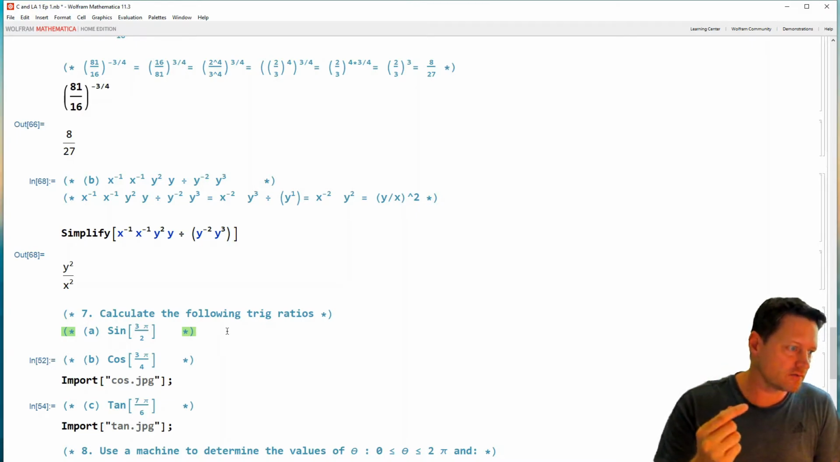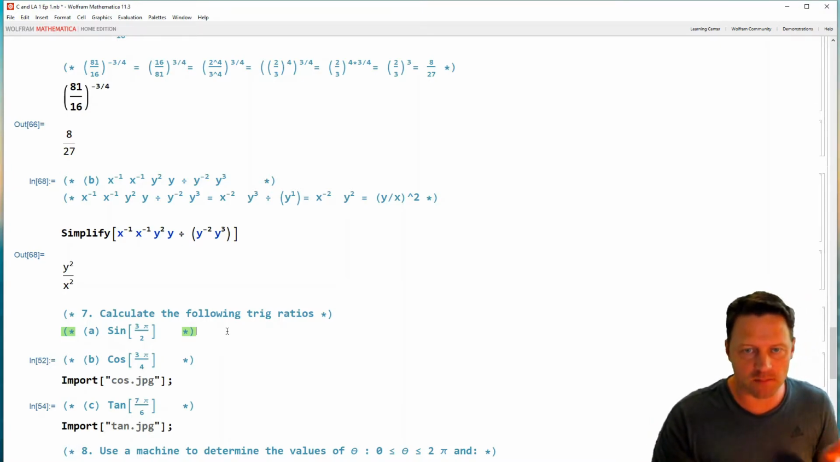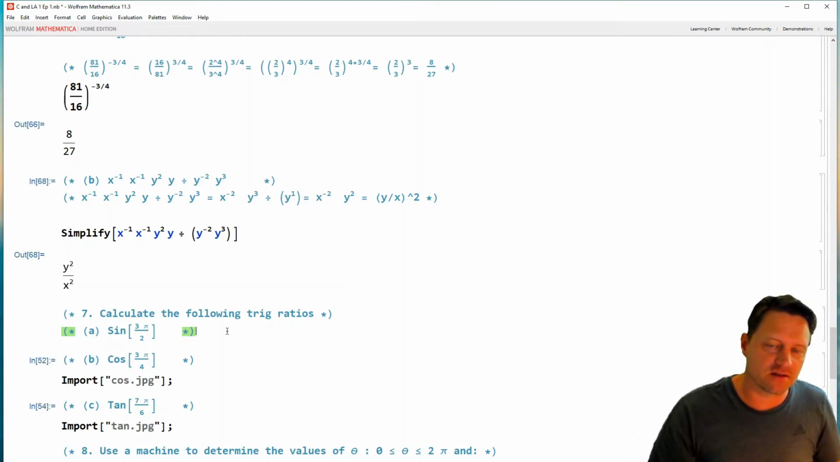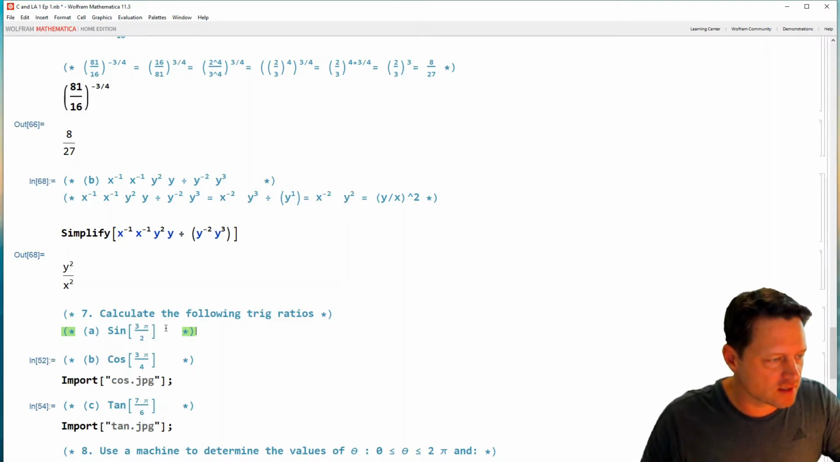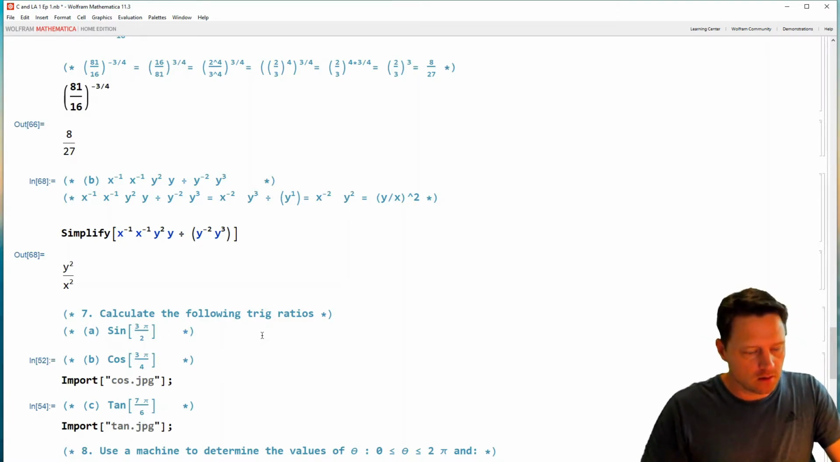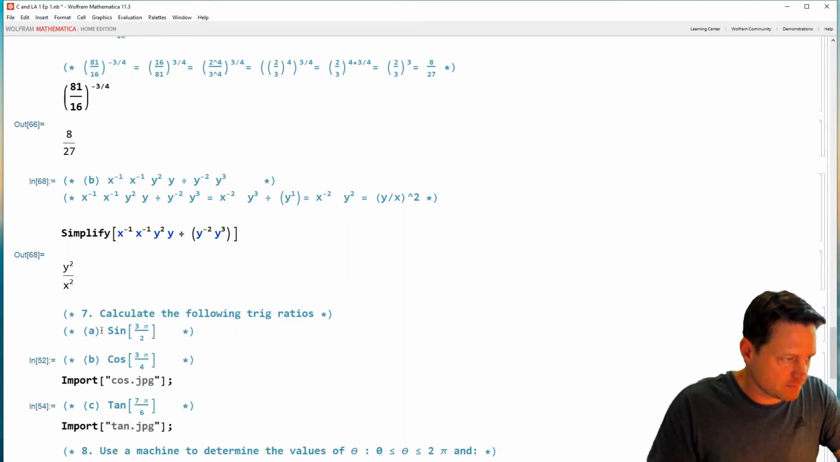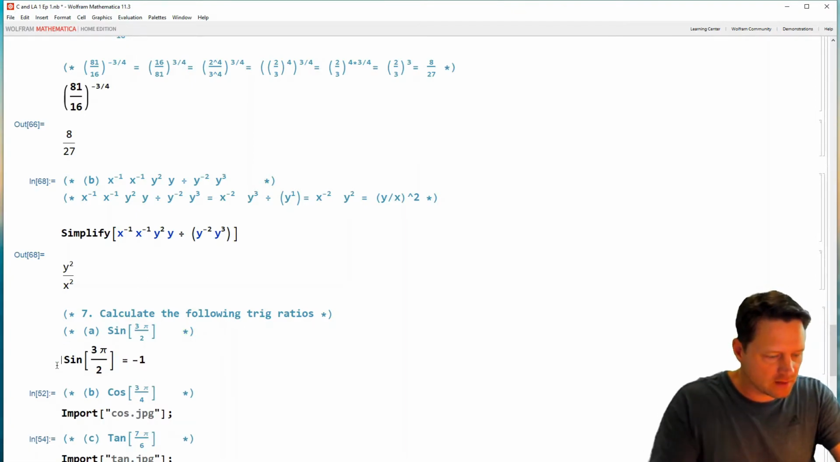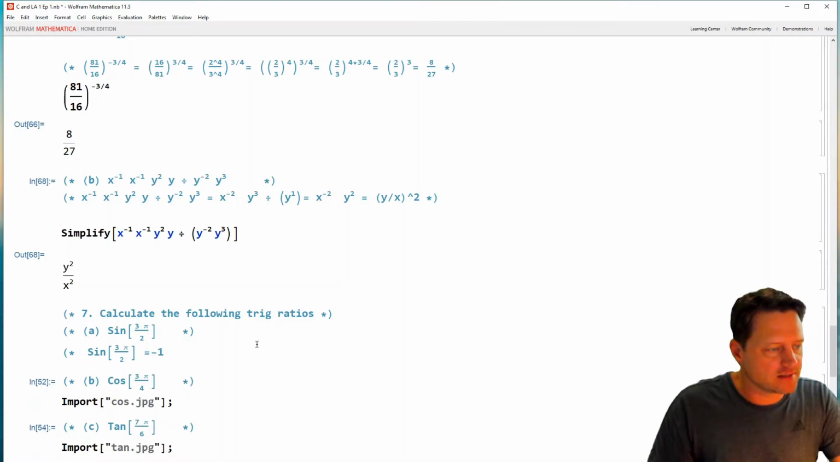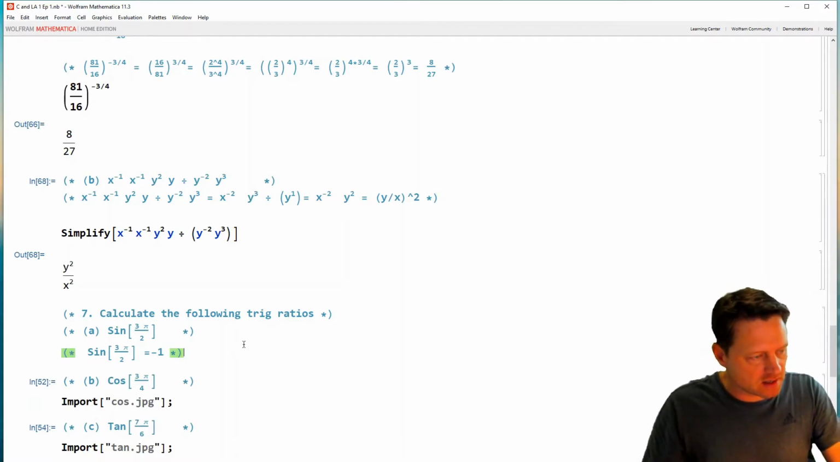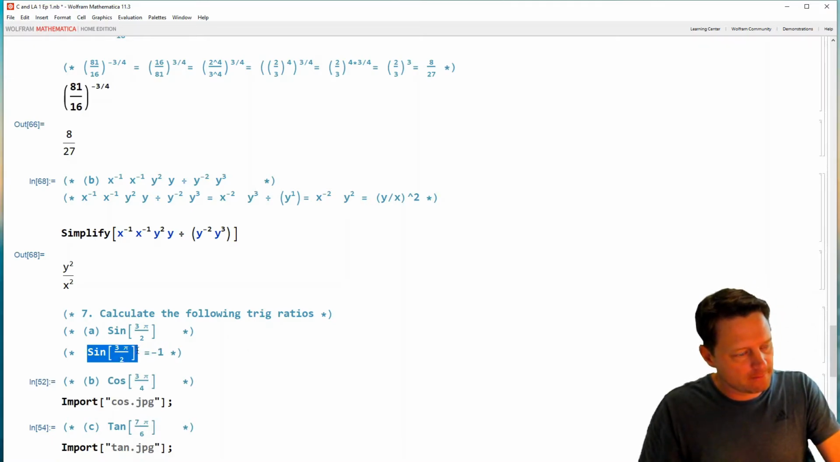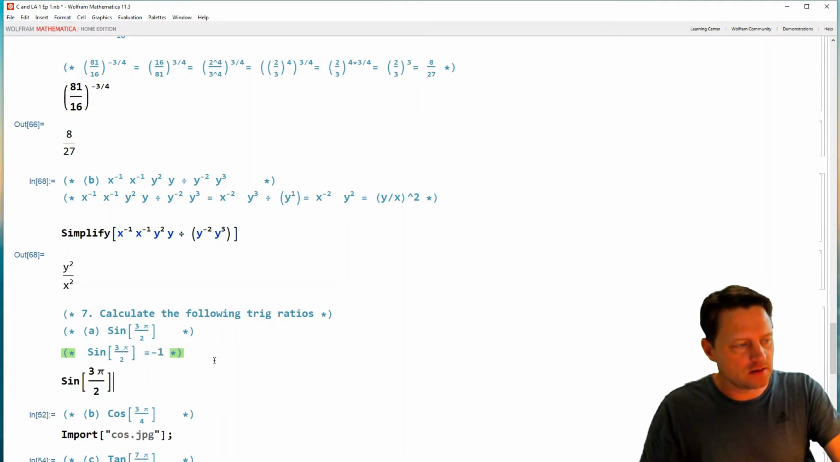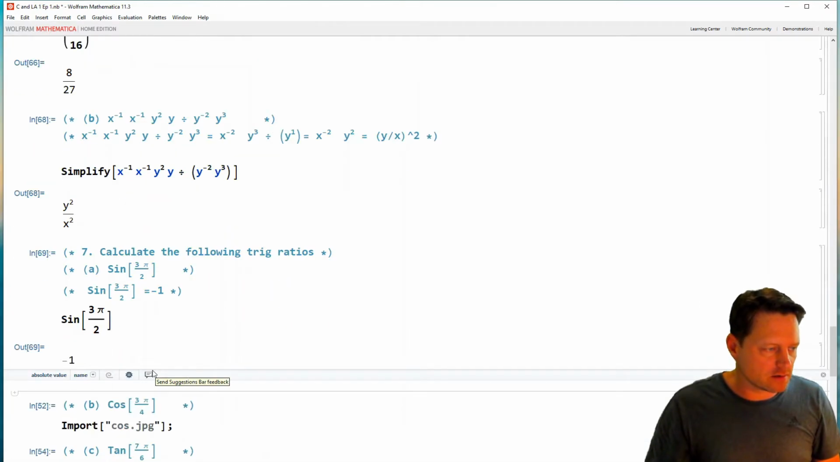So you want to think of this as sine of pi on 2, right? So sine of pi on 2 is 1, but the position of this being in the third quadrant means that this one is minus 1. Okay, so I'll just write that down straight away. This is minus 1. That's the comment. And now let's just ask Mathematica to verify that. Shift and enter, minus 1, that looks good.